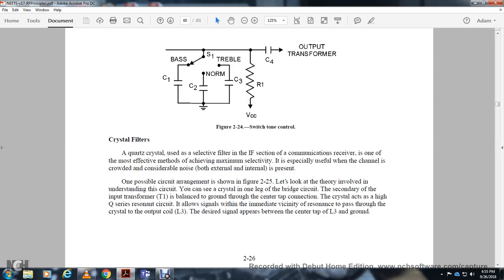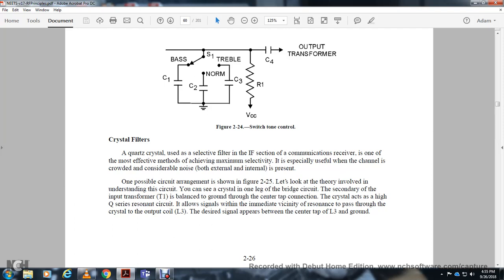Alright, quartz crystal filters. Quartz crystals are used as a selective filter in the intermediate frequency section of a communication receiver, one of the most effective methods of achieving maximum selectivity, especially for a channel crowded with considerable noise. Both external and internal are present. One possible circuit arrangement is shown in figure 225.